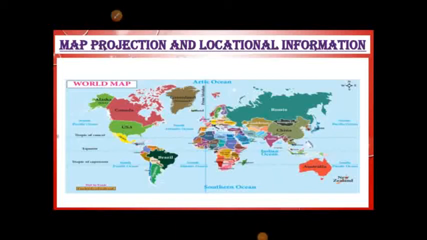Map projection and locational information. A map projection is a way of representing the spherical earth on a flat surface of a map. The curved surface of the earth cannot be shown accurately on a map. So, cartographers use map projection while mapping the earth's surface. Latitudes and longitudes marked on maps give the locational information of the area covered in the respective maps.